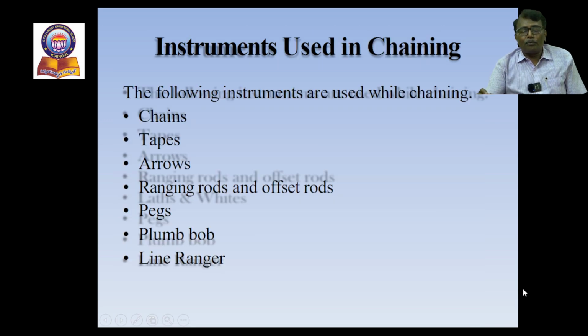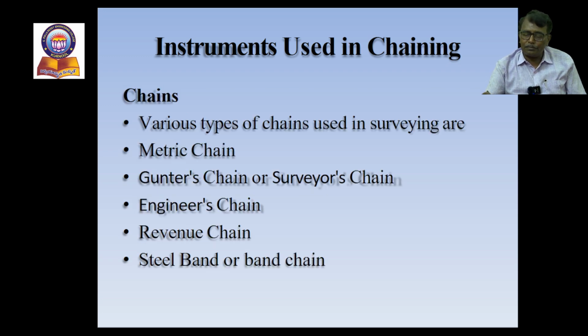Now we'll see what are the instruments used in chain surveying. The following instruments are used while chaining: chains, tapes, arrows, ranging rods and offset rods, pegs, plumb bob, and line ranger. We'll discuss briefly about those instruments. First, coming to the chains, the various types of chains used in surveying are the metric chain, Gunter's chain, surveyor's chain, engineer's chain, revenue chain, and steel band or band chain.